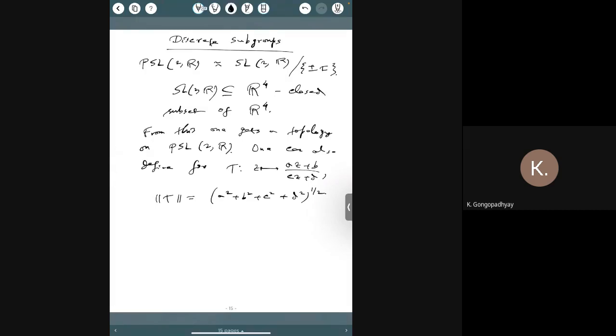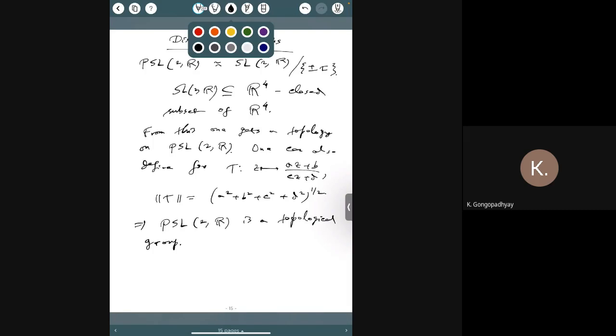And this topology, the group operations will be continuous. All right. So this implies PSL2R is a topological group.